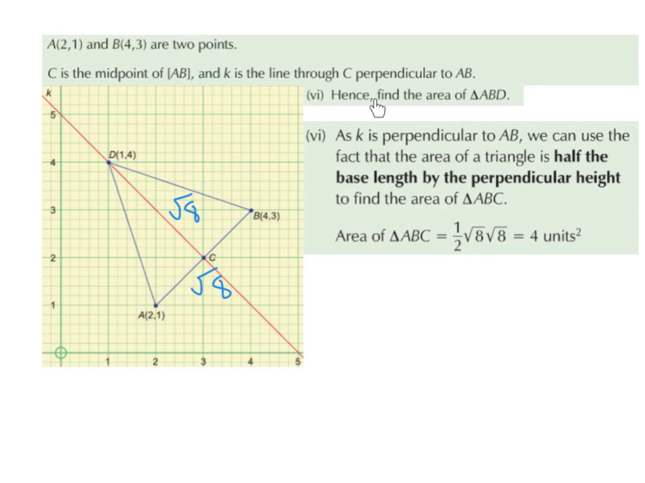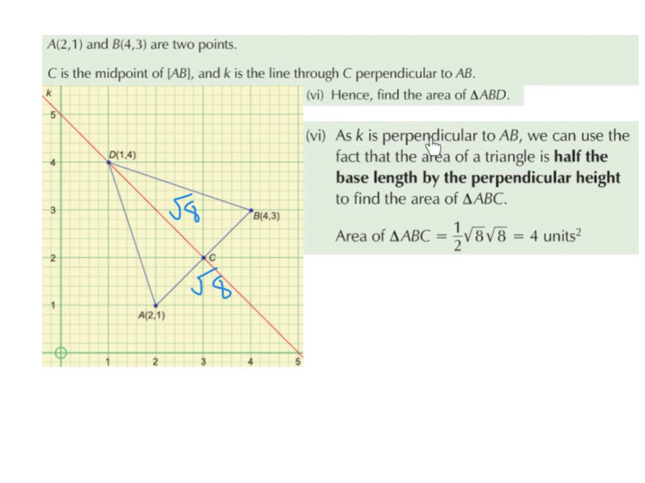Part 6, hence, find the area of the triangle ABD. So we want to find the area of this triangle. Hence means using what we've already found. So in the last question, we found the distance from A to B to be root 8, and the distance from C to D to be root 8 also. And AB is the base of the triangle, and CD is the perpendicular height of the triangle.